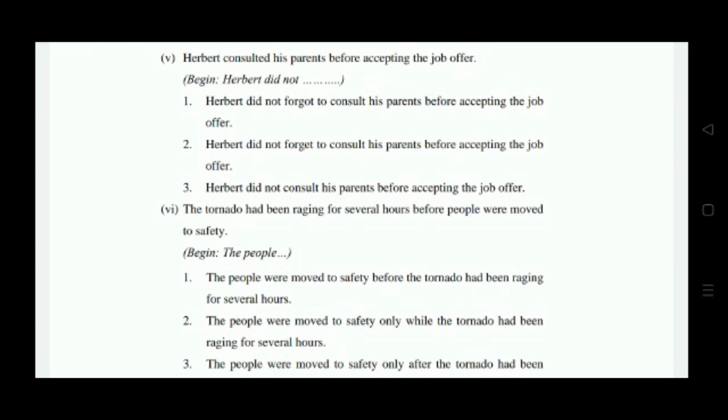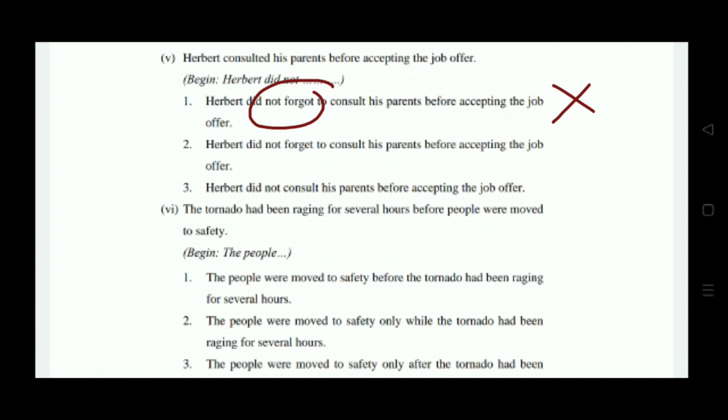Question 5. Herbert consulted his parents before accepting the job offer. Begin, Herbert did not. Option 1. Herbert did not forgot to consult his parents before accepting the job offer. Did not forgot. We never use such a construction in English grammar. So this is incorrect.